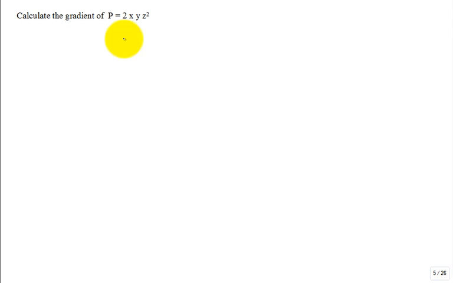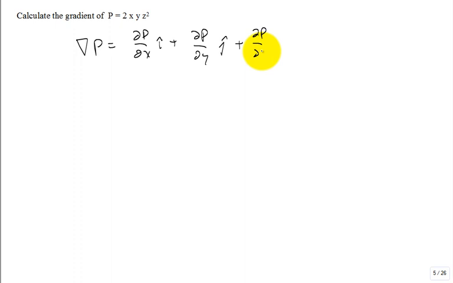So how do you calculate the gradient of P? It's the partial of P with respect to x i plus the partial of P with respect to y j plus the partial of P with respect to z k. And so how many people did that as 2yz squared i, 2xz squared j, 4xyz k? Did it work?